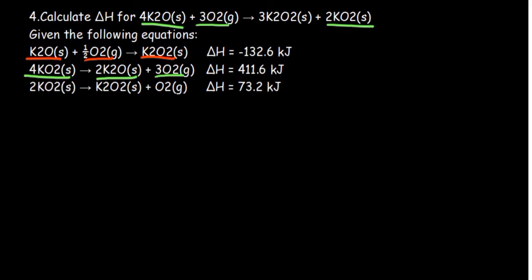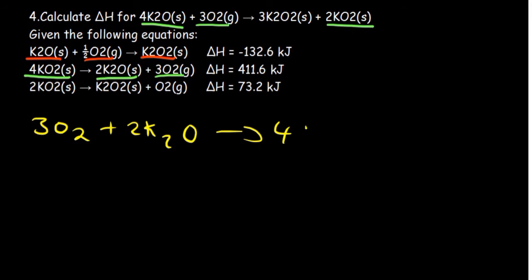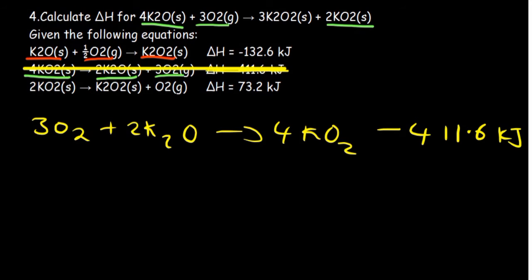If we reverse it, we're going to have 3 O2 plus 2 K2O as our reactants, and then we'll have that as our product, 4 KO2. Whenever you do that, this is supposed to change the sign, so it will be negative 411.6 kilojoules. So I can remove it there. Okay, now let's go to the last one.